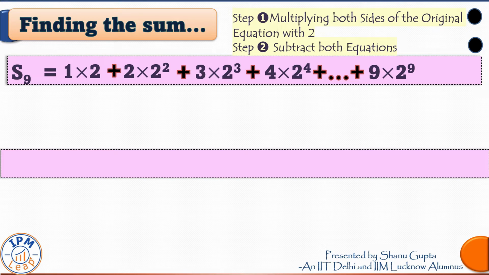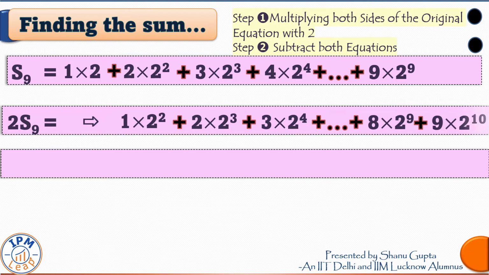So S9 multiplied with 2 becomes 2 into S9. On the right hand side, just remember one thing. When you multiply each term with 2, shift them one position to their right before writing them down. So 1 into 2 multiplied with 2 becomes 1 into 2 square. We shifted one position to the right before jotting it down. 2 into 2 square becomes 2 into 2 cube. We write that. 3 into 2 cube becomes 3 into 2 raised power of 4.